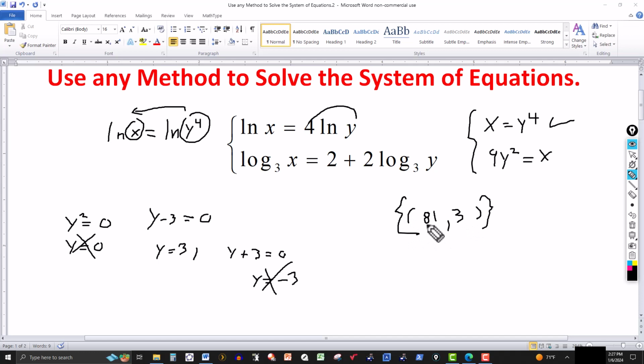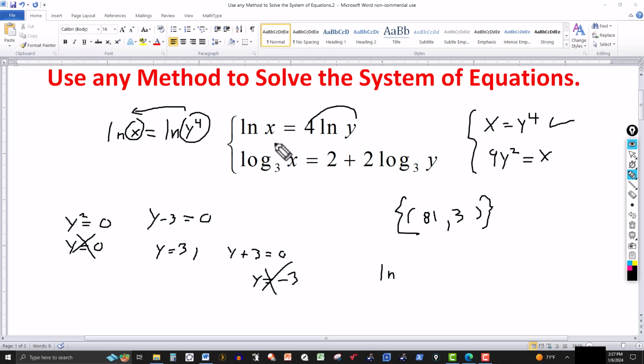81 and 3. So let's check it here. In the first one, oh, and again, you always go back to the original equation to check. Even though I could check it right here, always go back to the original equation. Because depending on the type of equations you're working, it might work over here, but it won't work for the original one. So when you do a check, always go to the original equation.